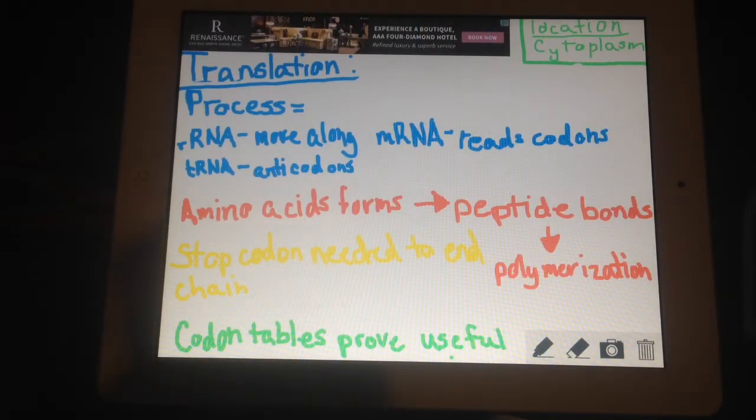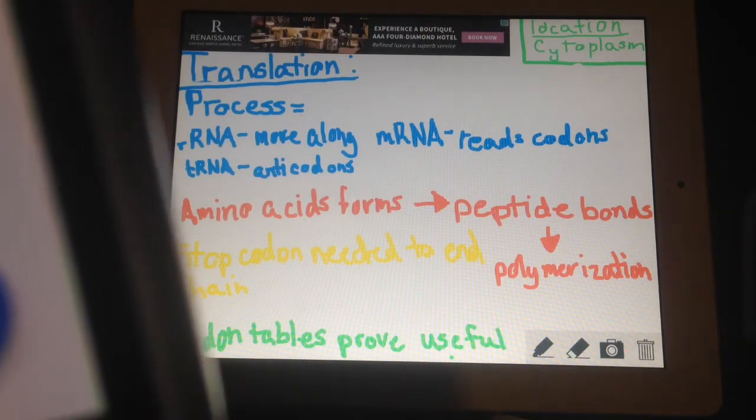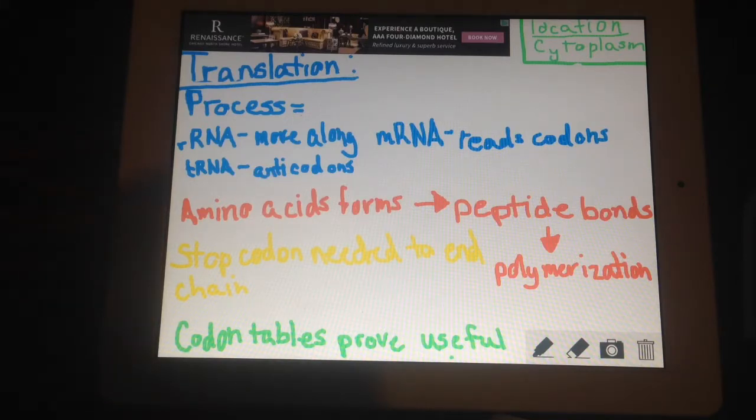For translation, the purpose of translation is to assemble amino acids into a protein chain. It is located in the cytoplasm. The ribosome, made up of RNA, moves along the mRNA and reads the codons. tRNA comes in with anticodons to match up with the mRNA codons. Thus, by doing this, amino acids are formed.